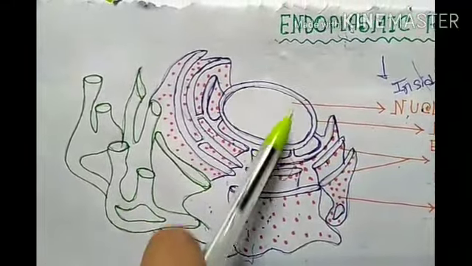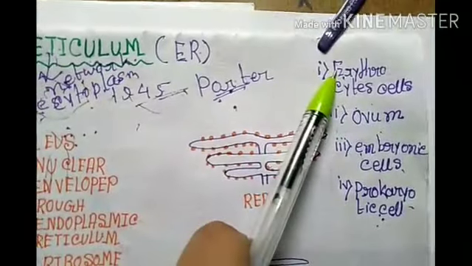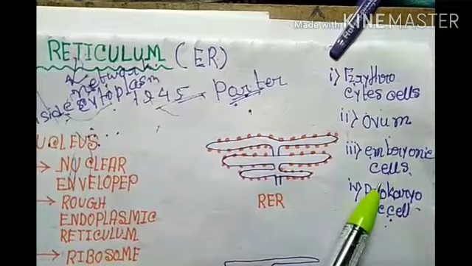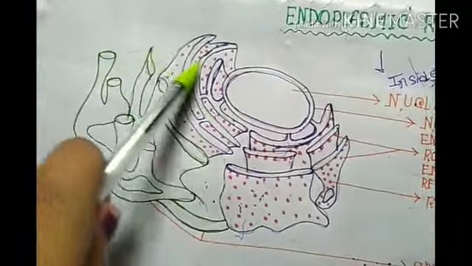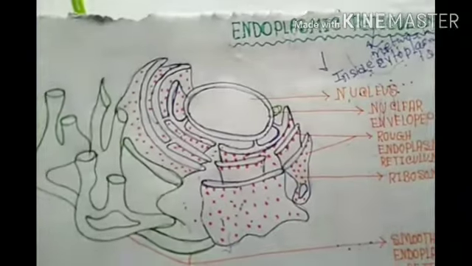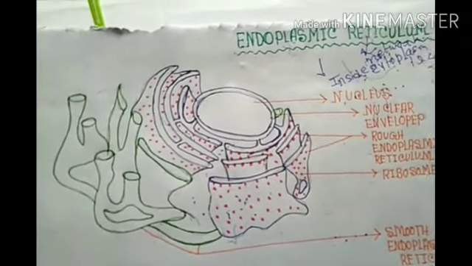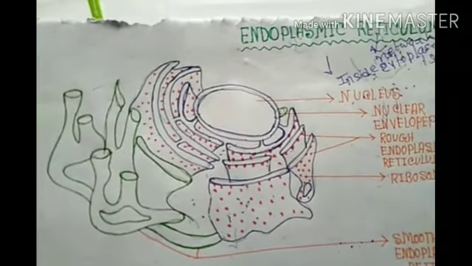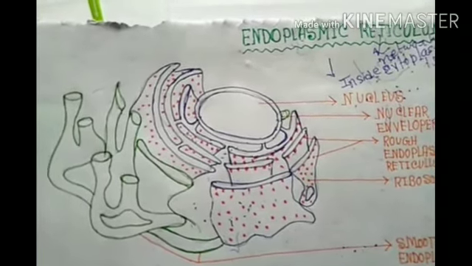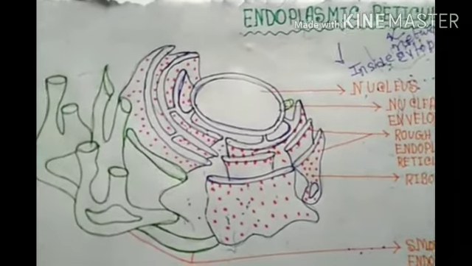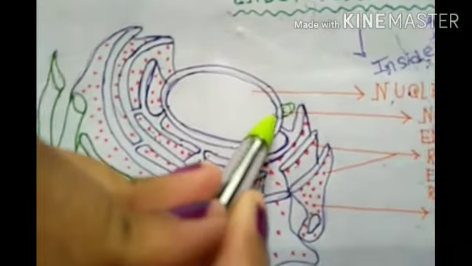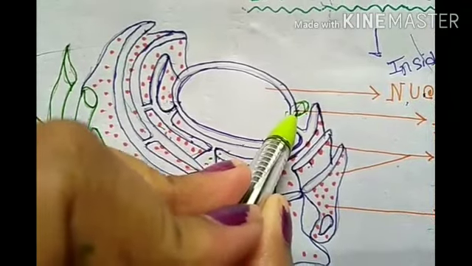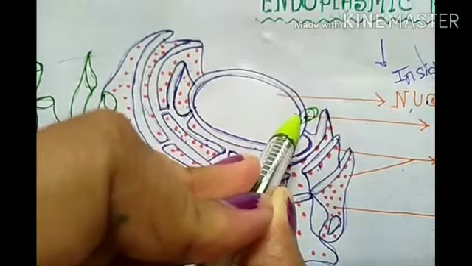It is present in almost all eukaryotic cells, but mostly absent in erythrocytes, ovum, embryonic cells and prokaryotic cells. It covers most of the cytoplasmic matrix. At present, the origin of ER is not definitely known, but most hypotheses say that ER is budded from the nuclear envelope. In this picture, there is the nuclear envelope, this is the outer envelope, this is the inner envelope.